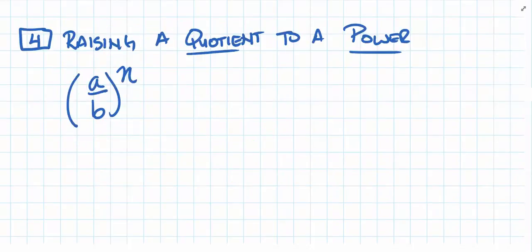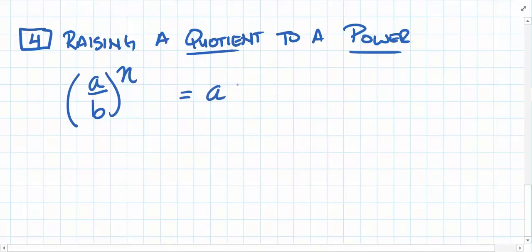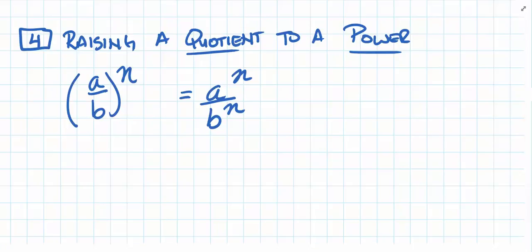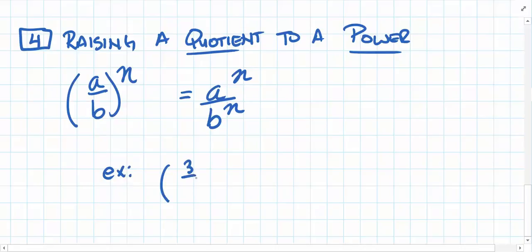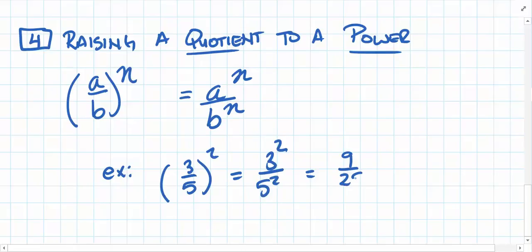Okay, last rule, we're talking about raising a quotient all to a power. If I have a over b, notice that a and b are different bases. If I take a quotient and raise it to a power, what would I get? I would get a to the n divided by b to the n, okay? So I am allowed to raise each base in the numerator and the denominator to the power of n. As an example, if I have 3/5 and I want to square that, it is 3 squared over 5 squared, which would be 9/25. Okay, so we are allowed to do that as well.